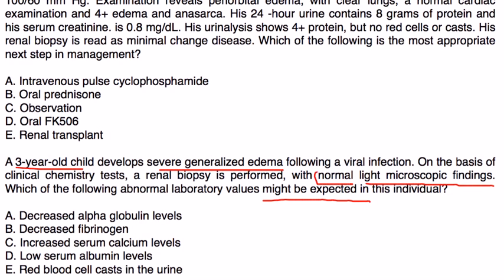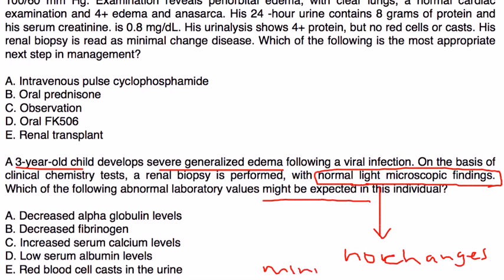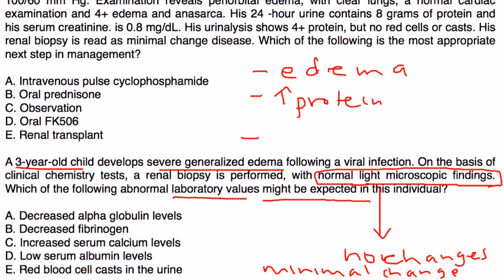Well, here's the key. Remember I discussed that before the invention of the electron microscope, when they would do the analysis of the kidney, they would find essentially no changes. So that's why it was called minimal change disease. So that's essentially what this question is getting at. And then we all know in minimal change disease, what do we have? Lab values. Well, we have edema, but edema is not a lab value. We have elevated protein in the urine, and we have low protein in the blood.